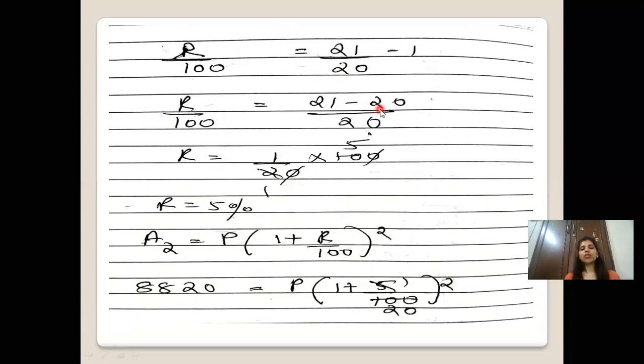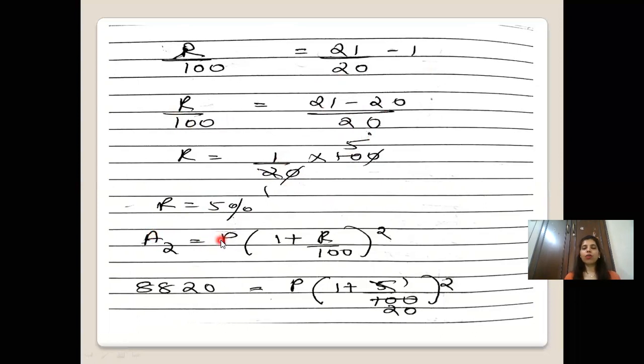Take this 100 to this side, so it becomes multiplied by 100. 0, 0 gets cancelled. 2 ones are 2, 5s are 10. So the rate is 5%. Now once you get the rate, you substitute in the A2 formula.